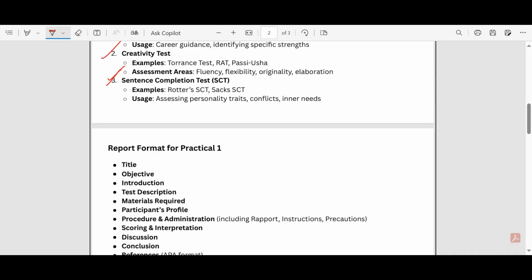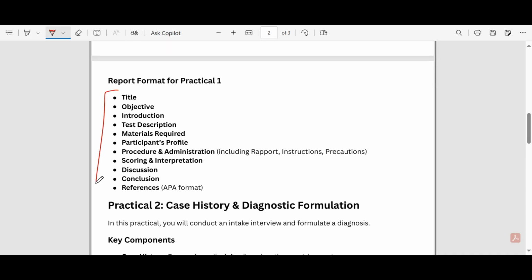So what is the format for that? You have to follow this format. You have to first write the title, then objective, then the introduction, test description, material required, participants profile, procedure and administration, including report, instructions, and precautions. And then you have to do the scoring and interpretation. Then you have to discuss the result, and then conclude what you have found out in the report, right? The references are also compulsory, and that too in the APA format.